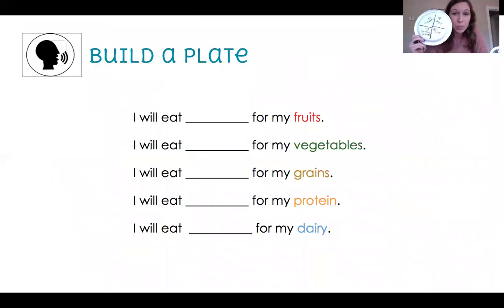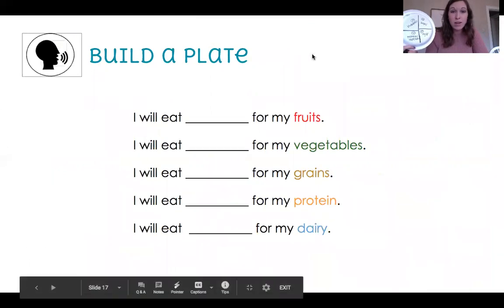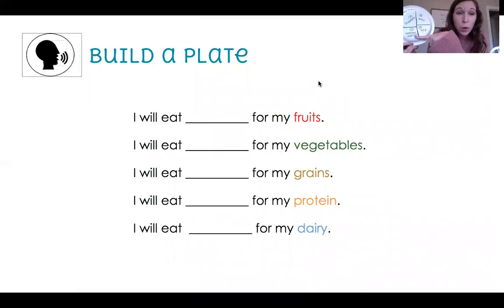So, I will eat blueberries for my fruits. I'm using these sentence frames right here. I will eat peppers and avocado for my vegetables. I will eat a bagel for my grains. I will eat eggs for my protein. I will eat yogurt for my dairy.